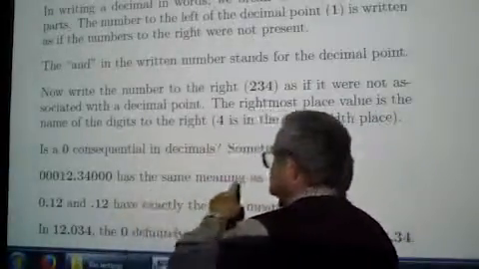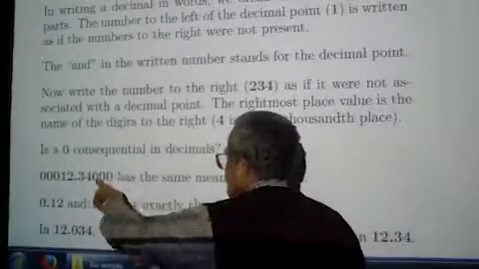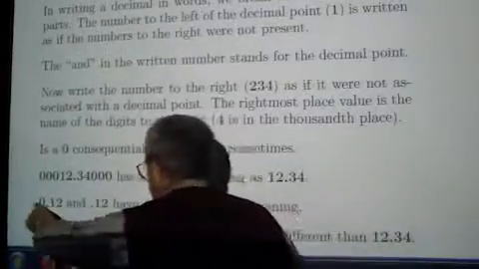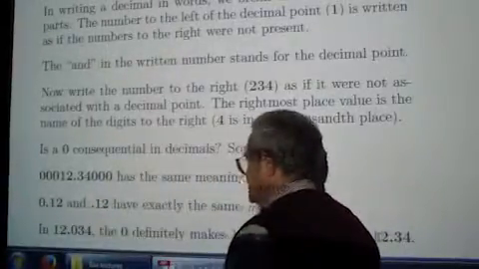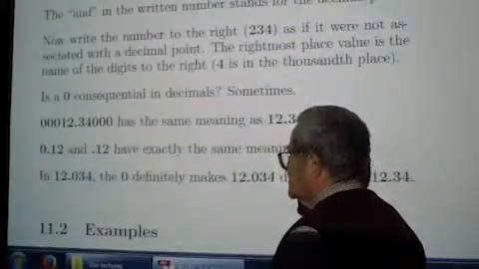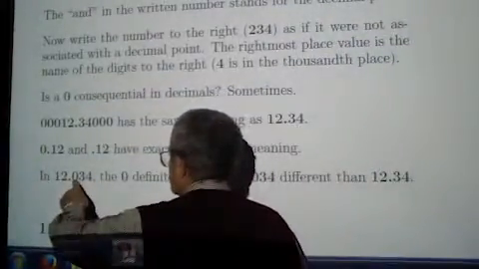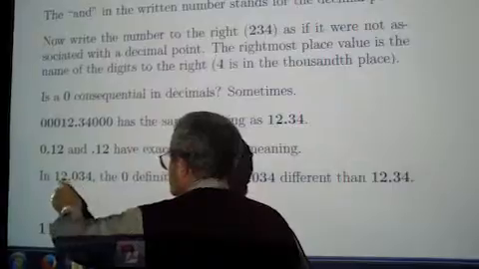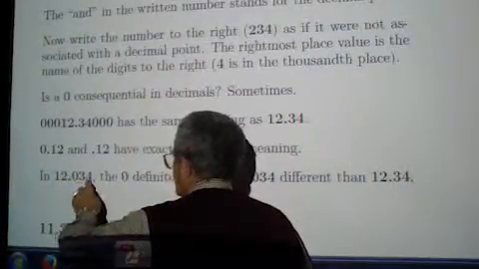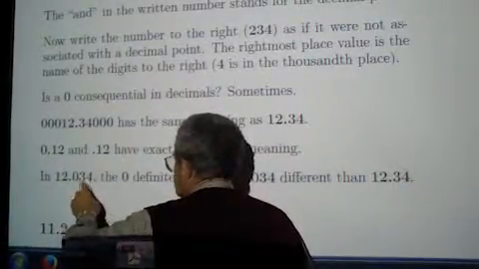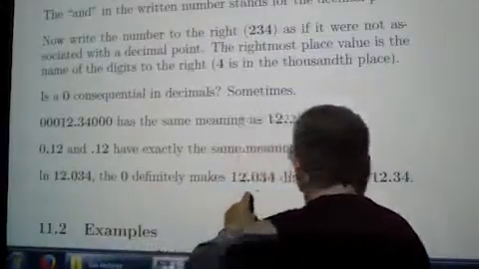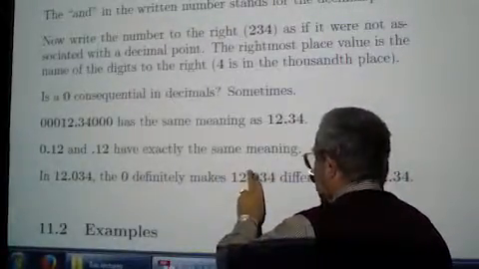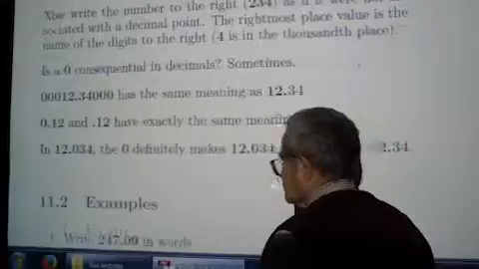12.34 have the same meaning. The zeros here have no effect. The 0 in front of the decimal point has no effect. But the 0 here is important, because with the 0 you get 12 and 34 hundred-thousandths, and without the 0 you would have 34 hundredths.